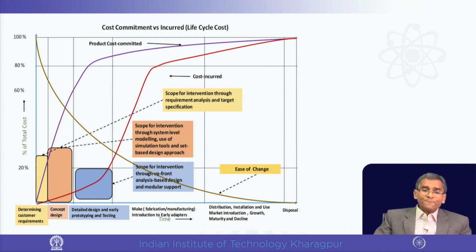Now, you see on top of it the product cost committed, that is the purple line on the left hand side, which is going upward from the low left bottom corner to the top right corner, the purple color line, which is the product cost committed.